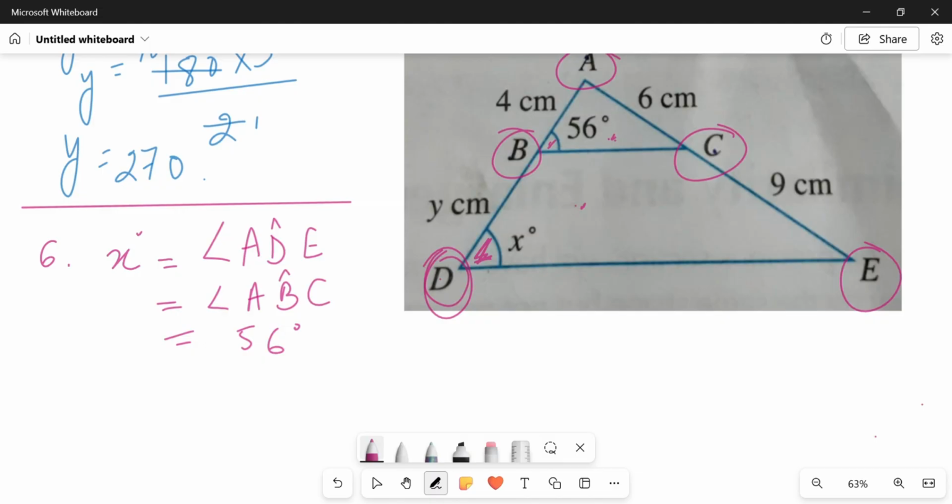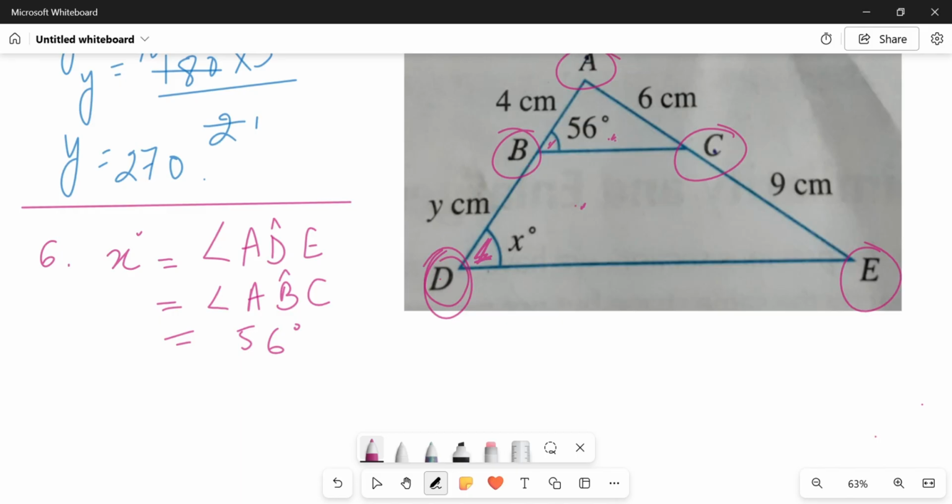Now what do we need to find out? Now we need to find out y centimeter. The angle we have found. Now we need to find out the length. Whenever the question asks about length, ratio should come to your mind. You need to solve with the help of ratios. To find the angle is very easy, but now you need to find the length with the help of ratios. Which length do you need to find out?